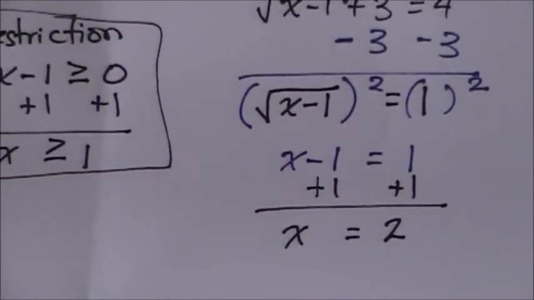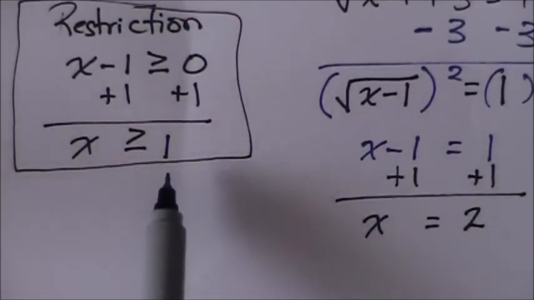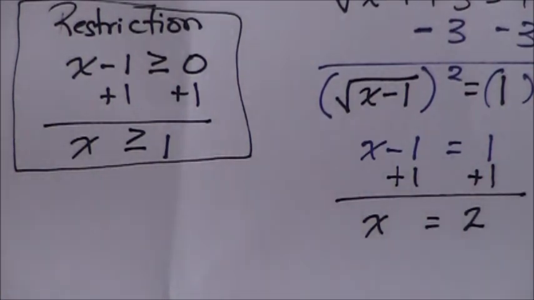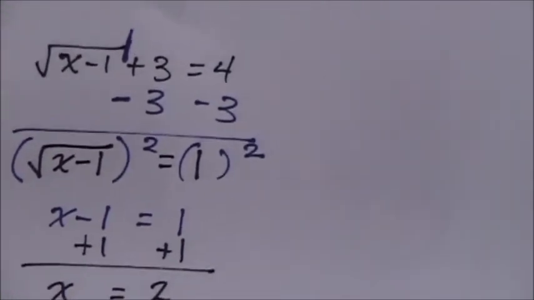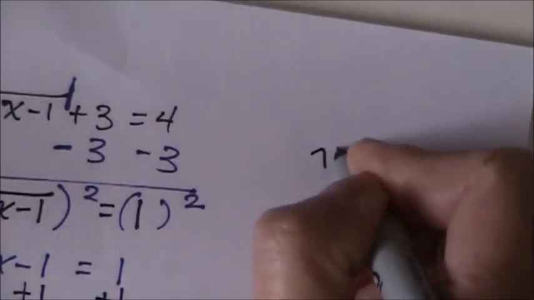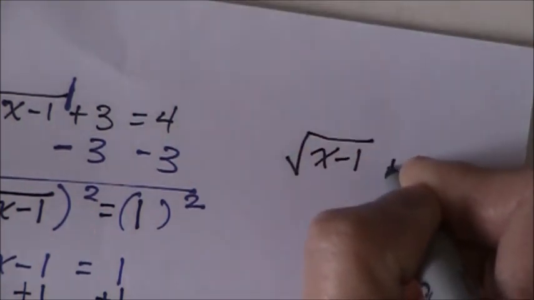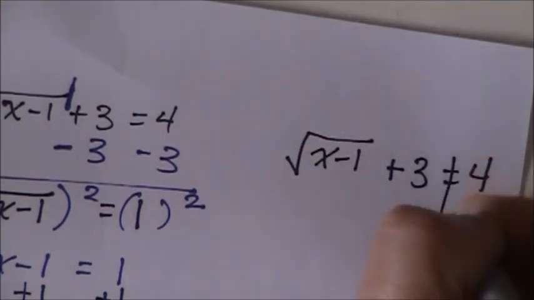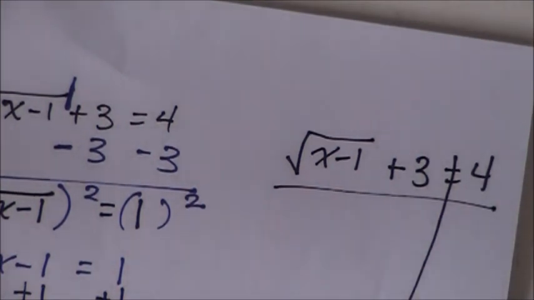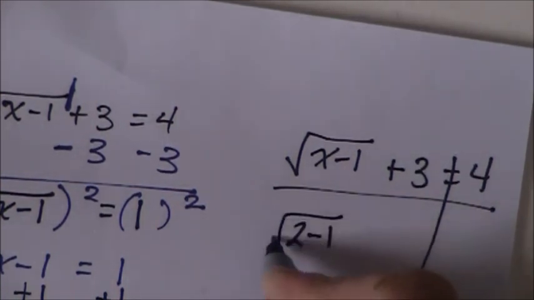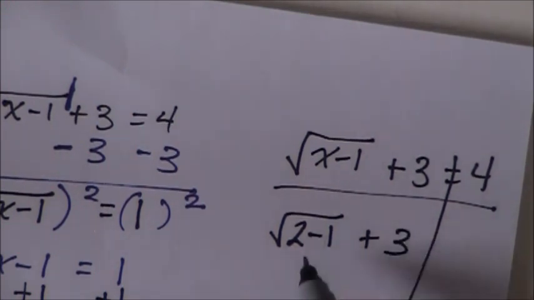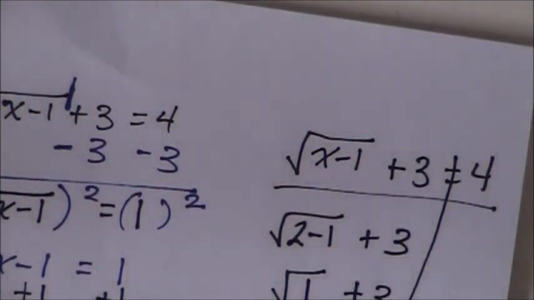Comparing our answer with our restriction, it looks like it should work, but we do want to do a quick check to double check and make sure that there isn't something happening. So we have the square root of x minus 1, plus 3, equals 4. Again, notice we're going with the original equation, not anywhere after we've started to rearrange it. Putting our 2 in for the x, we have the square root of 2 minus 1, plus 3. 2 minus 1 is 1. And then we still have our plus 3 because we haven't done anything with it yet.